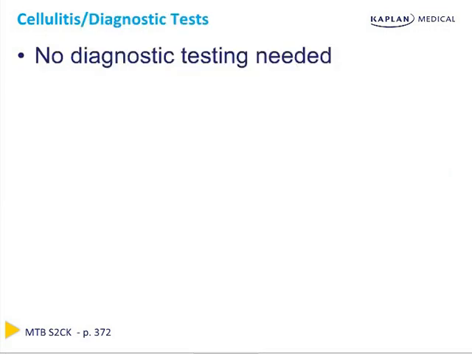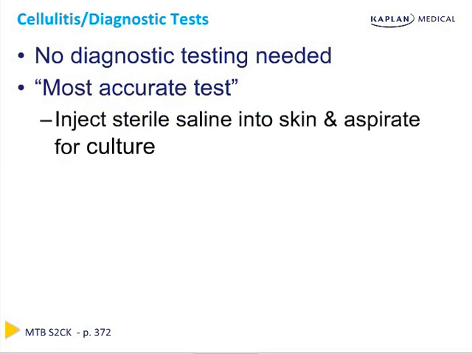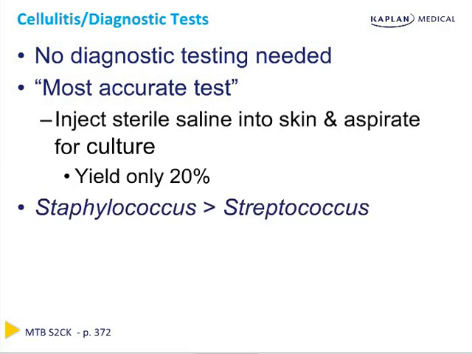The vast majority of people with cellulitis never get a diagnostic test. It's simply based on how it looks. The most accurate test, though, if you're asked on a test question, is that you inject sterile saline in the skin and aspirate it and culture what you aspirate back. The problem is the yield is terrible at only 20%. And Staphylococcus is more common to grow than Streptococcus because Staphylococcus is often easier simply to grow.